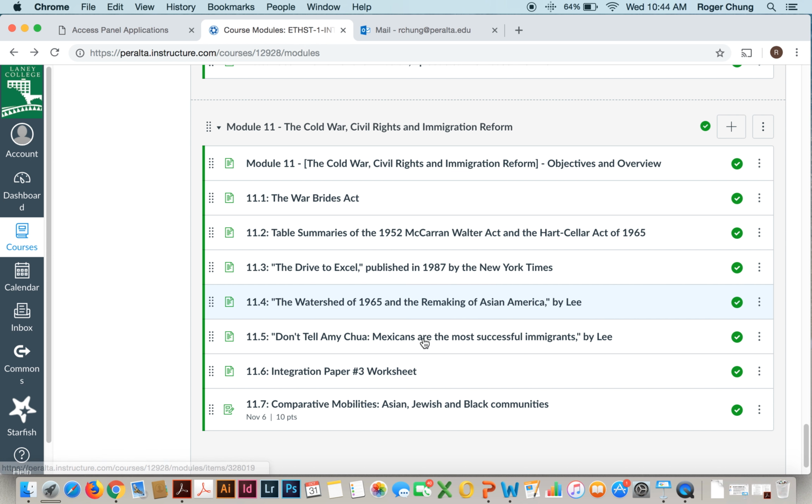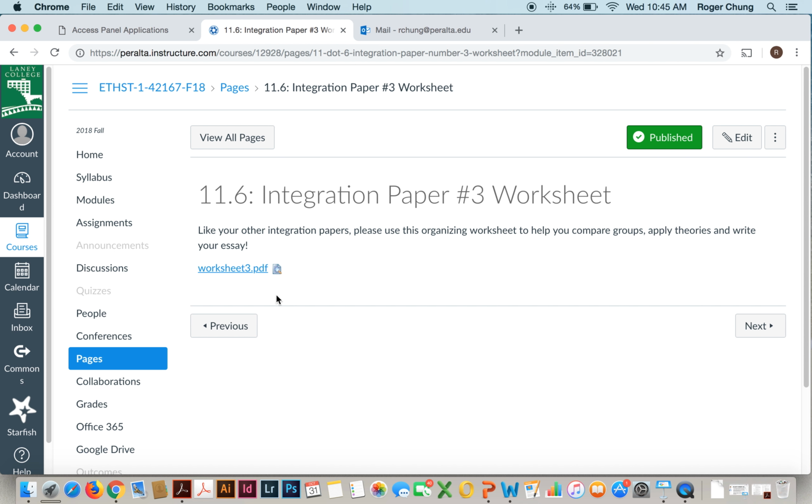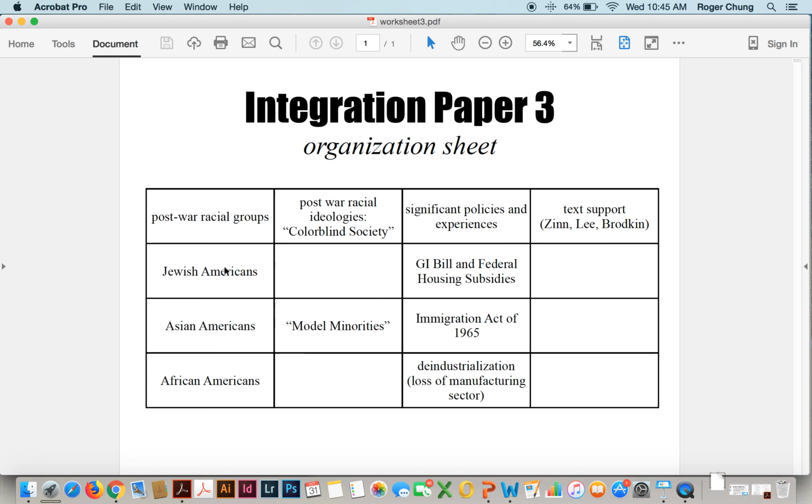Before we actually get to the integration paper worksheet, a lot of the details are going to be in this Lee reading, The Watershed of 1965 and the Remaking of Asian America. But I also want you to look at this article, Don't Tell Amy Chua, Mexicans Are the Most Successful Immigrants. So in thinking about what success means, Jennifer Lee asked the question, is success where you end up, or is success where you started to where you ended up? So check out that article and then go ahead and click on Integration Paper 3 worksheet. And so let me go ahead and download this really quickly and open it up.